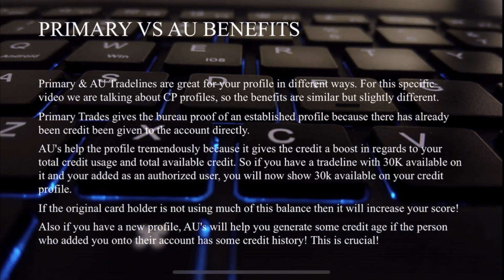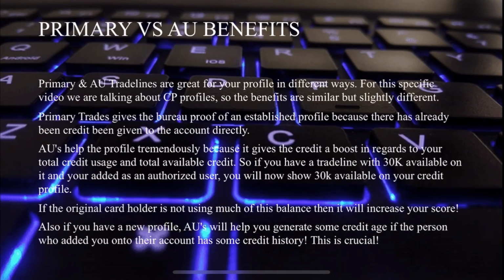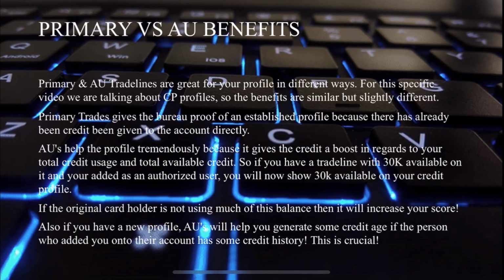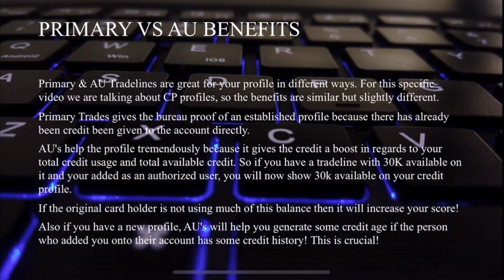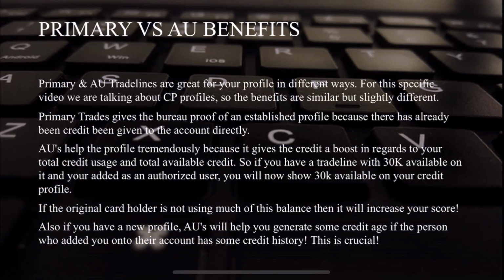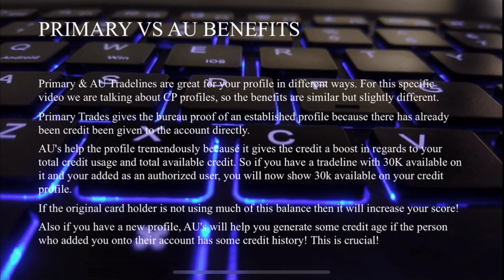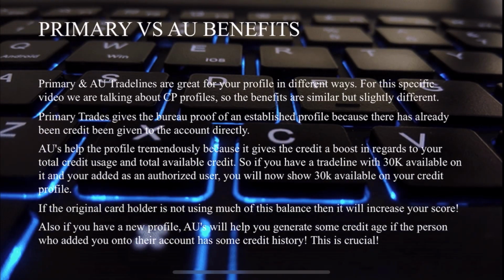So if you have a trade line with 30K available on it and you're added as an authorized user, you will now show 30K available on your credit profile. If the original cardholder is not using much of this balance, then it will increase your score. Also, if you have a new profile, AUs will help you generate some credit age if the person who added you onto their account has some credit history. And this is definitely crucial.